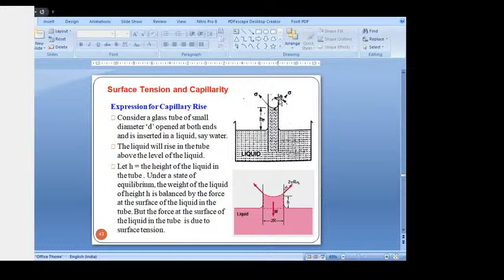Weight is given by mass into gravitational acceleration. Mass can be written as volume into density. Volume is the area of the tube into h. That gives volume into density into g. So the weight of the liquid is pi by 4 d square h into rho into g.